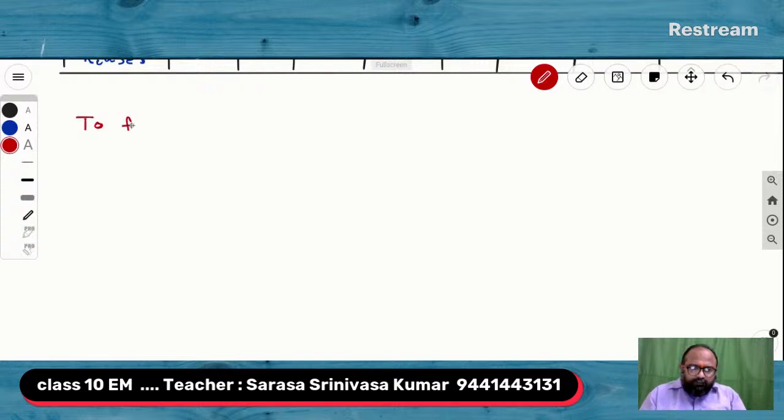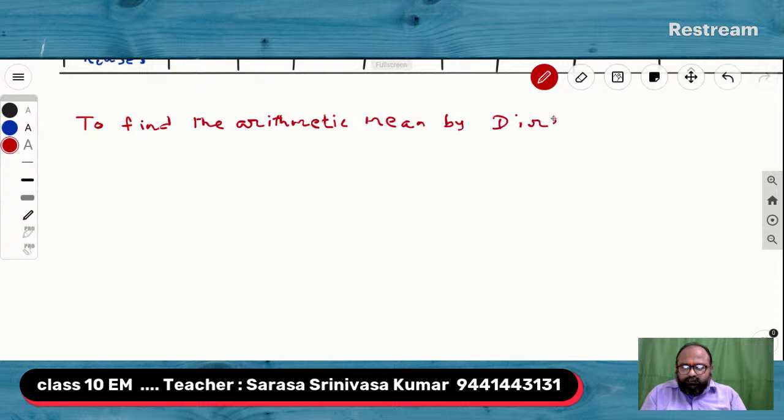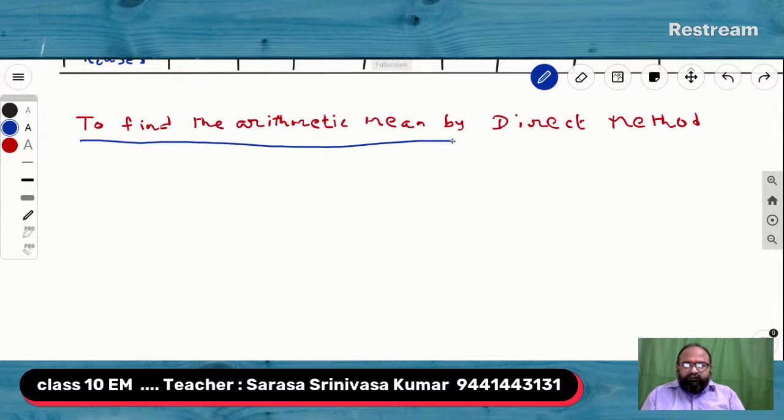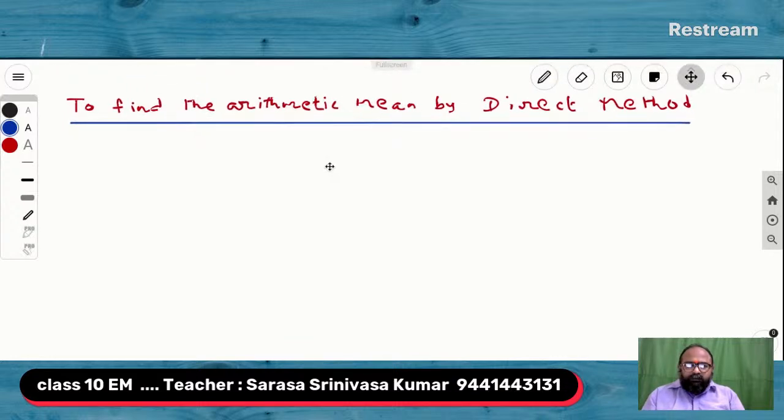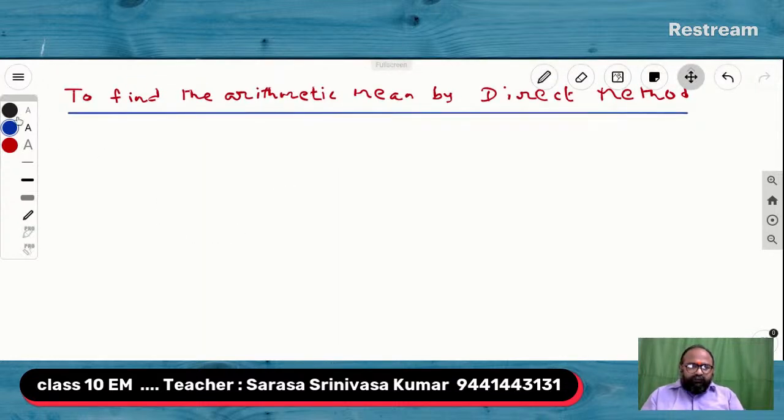To find the arithmetic mean by direct method. So we are trying to find the solution by direct method. We use three methods to find arithmetic mean. Students can answer according to the question given in the examination.